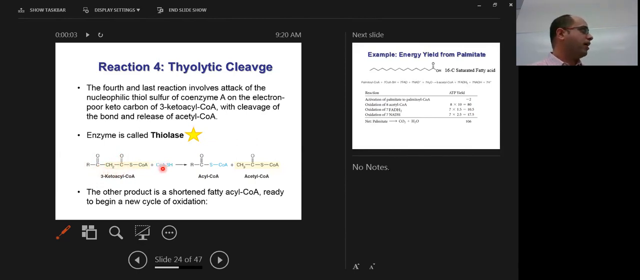We have a new CoA coming in, and this CoA will attack this second carbonyl group. We will remove those first 2 carbons and produce acetyl-CoA. And then we have this new acyl-CoA, which is 2 carbons shorter than the first one. The reason why this is called beta oxidation is because we're cleaving between the alpha and beta bond. So the new carbonyl carbon right there was the old beta carbon, and that is why we're calling it beta oxidation.